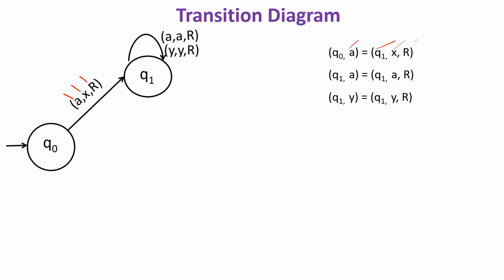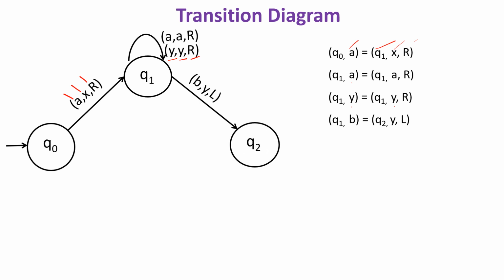Q1Y, again a self loop, Q1Y goes to Q1 where Y is kept as it is and move towards the right. Similarly, Q1B, it will go to the new state Q2, B to Y, L. Next transition, Q2A, a self loop, A, L.